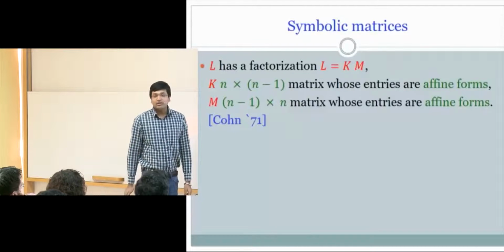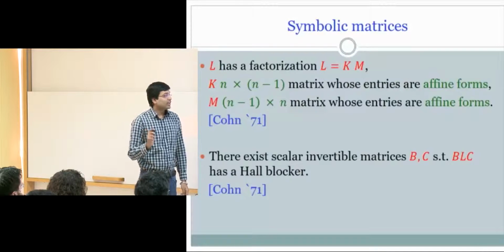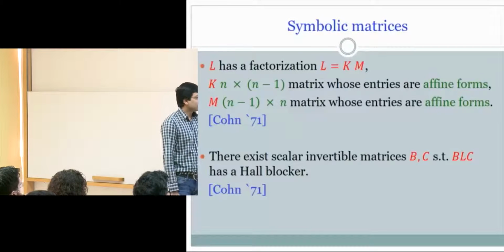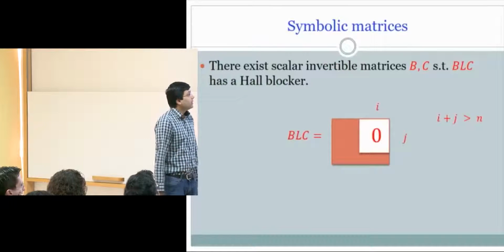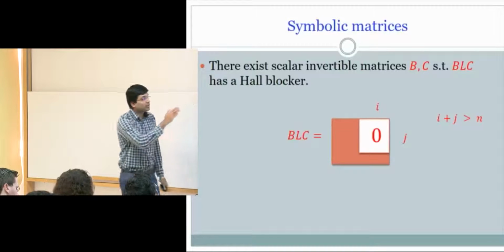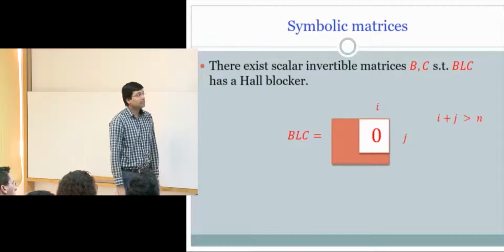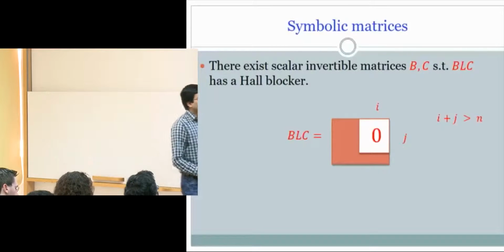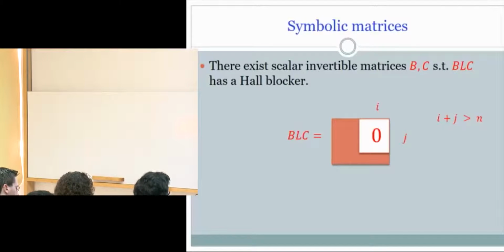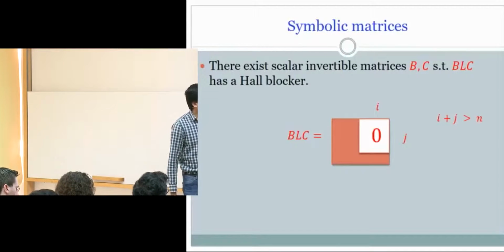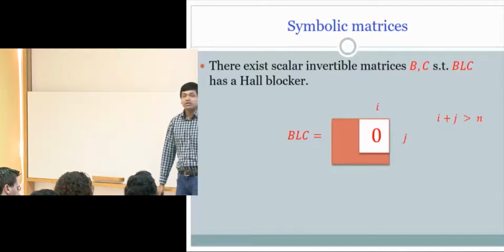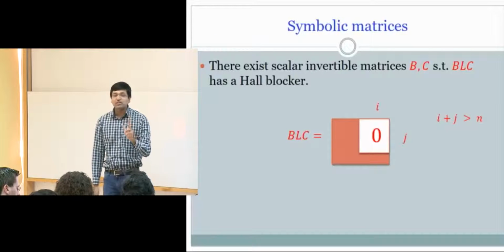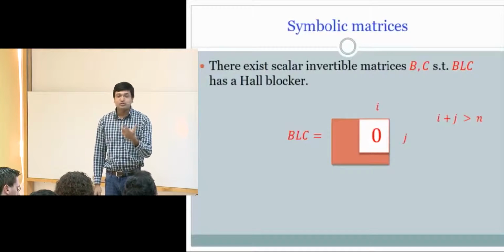So he didn't stop there. There's more structure in the non-commutative setting. There exist scalar matrices B and C such that BLC has a Hall blocker. What do I mean? There exist invertible matrices over the underlying field, B and C, such that BLC will have a huge block of zeros, of dimension I cross J, where I plus J is greater than n. It's easy to see that if your matrix has such a huge block of zeros, it will be singular.